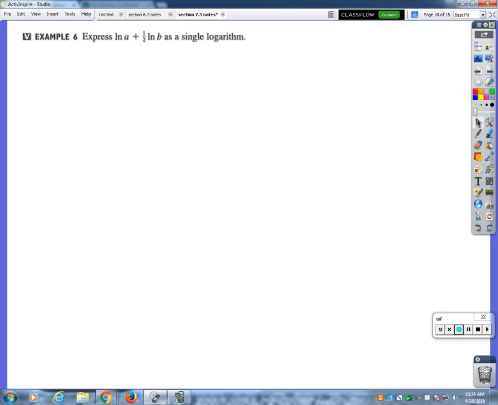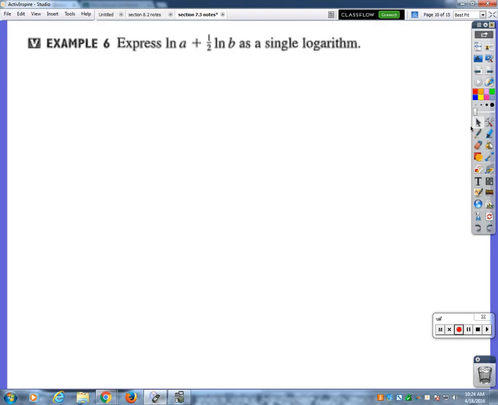Okay, how about if you were asked to express this expression as a single logarithm? How would you do that? It means no addition or subtraction in the problem. Natural log of something. Okay, so you know that addition is the same as multiplication, so you want to make that a times b, but we've got this pesky 1/2 to deal with first.